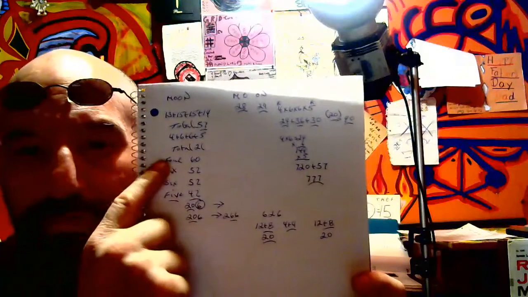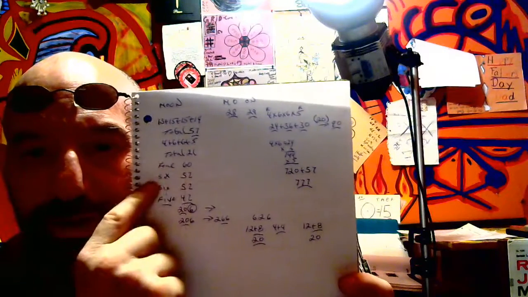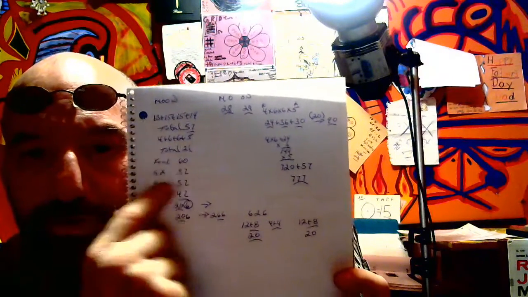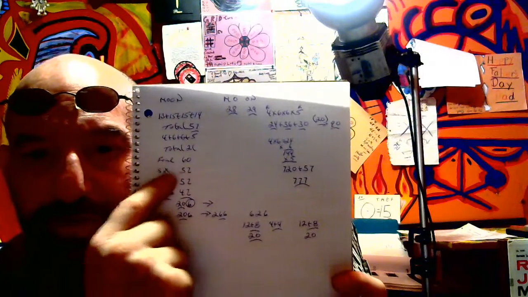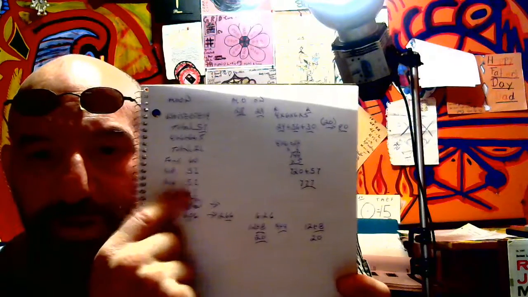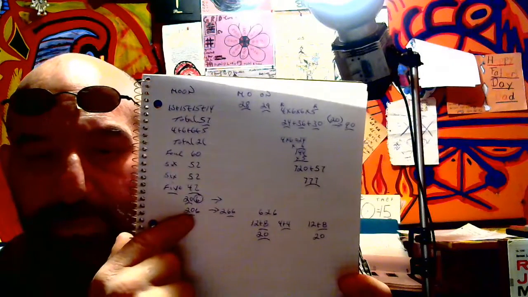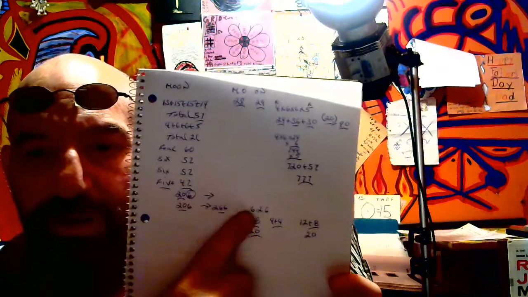Is there anything else in here? Now we're going to go to small stuff. Number 4 value is 60. Number 6 value is 52. Number 5 value is 6. 6, 7, 7, 6. You total it out, it's 206 becomes 266.